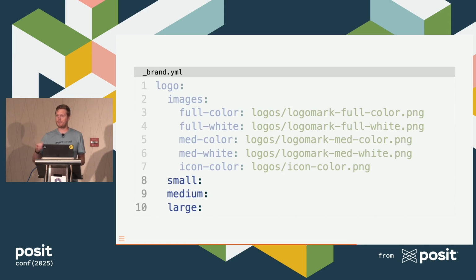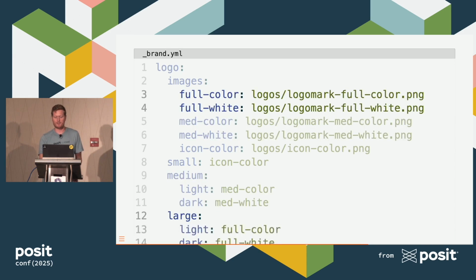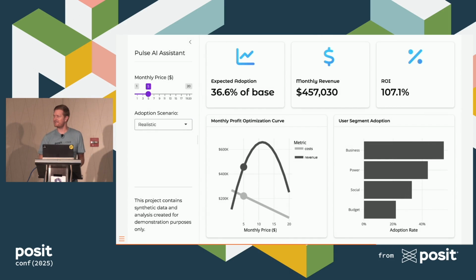And then you're going to pick where you're going to use them. So this pattern repeats. You take some information from the brand guidelines, and then you tell brand.yml where to use those things. So our small logo will use the icon. For medium, we have two choices. So we'll use the color version for light mode, and we'll use the white version for dark mode, and we'll do the same for large icons. And now our app looks like this.